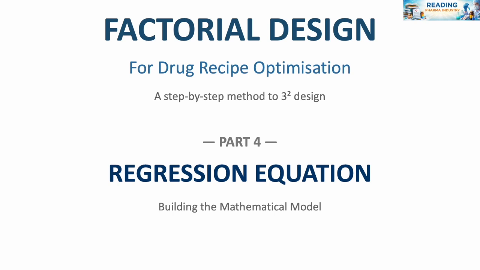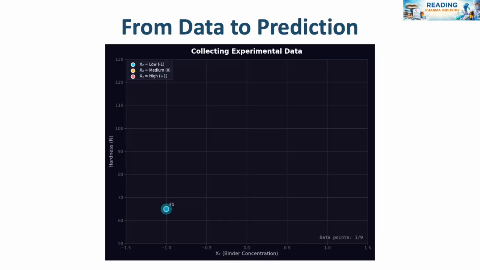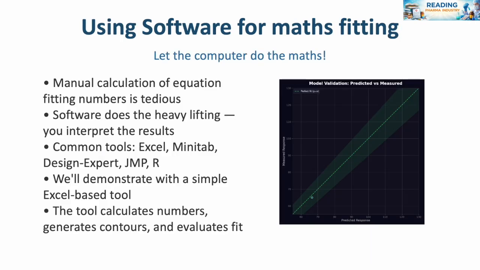So how do we create a mathematical model that lets us predict hardness for any combination of binder and force? That means even if the combination we didn't actually test. And that is the beauty of this fitting or modeling. So that's what the regression analysis does. It will find the equation that best fits our data. So this is the journey we are taking.